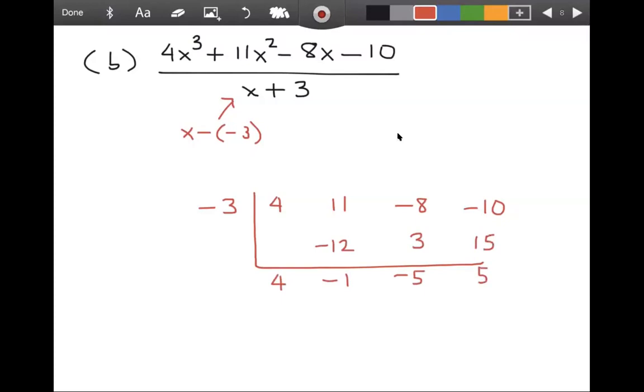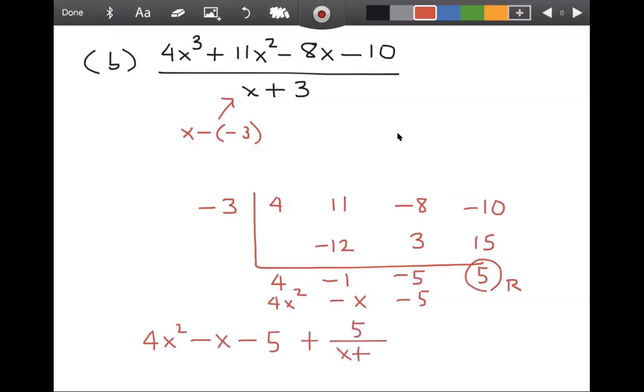So again, this is your remainder. Reading from right to left, you have your constant term, your x term, and your x squared term. So the answer for this division problem is 4x squared minus x minus 5 plus 5 over x plus 3.